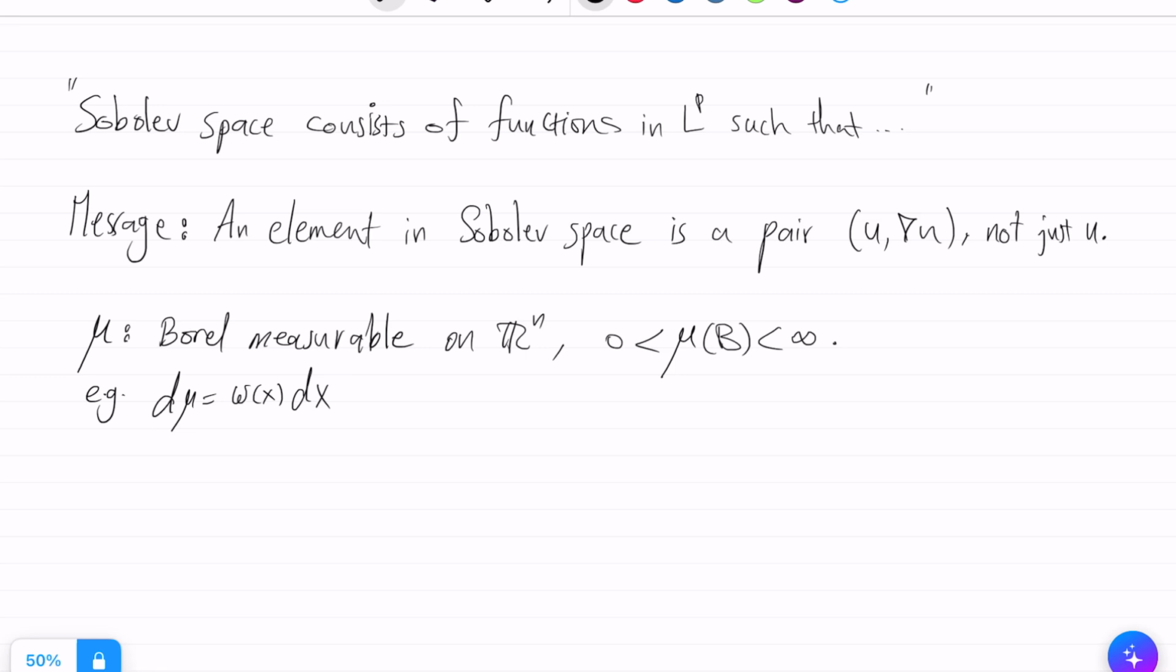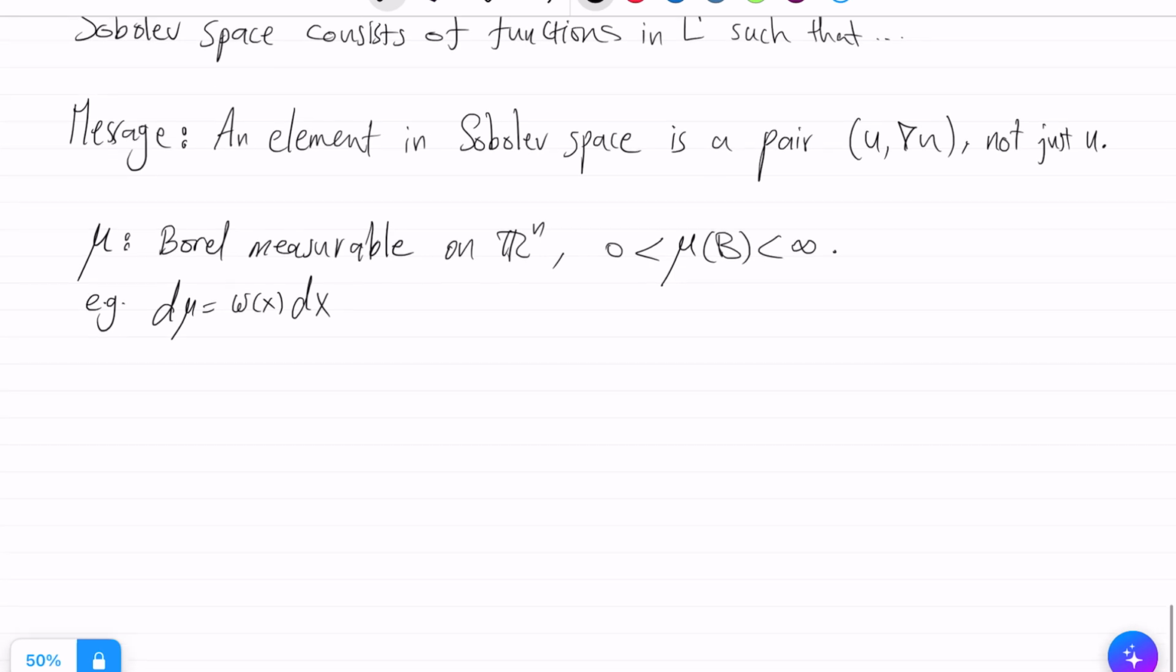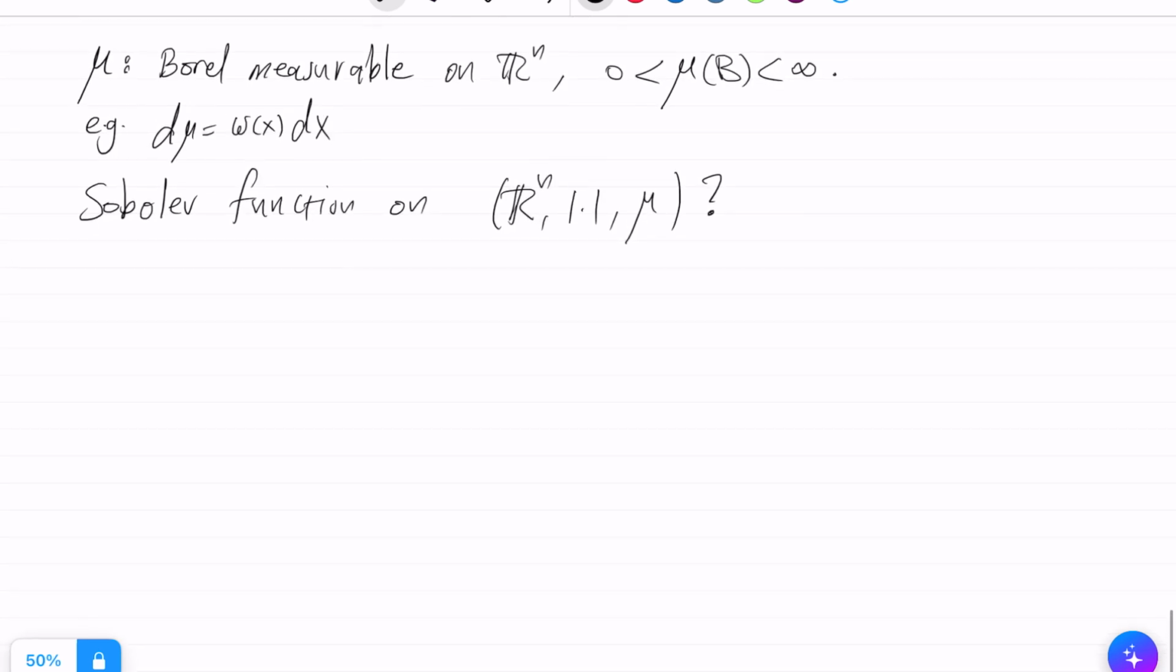Now, how do we construct Sobolev functions on the space Rn with its usual Euclidean distance, but equipped with this measure μ rather than the Lebesgue measure Ln? One of the constructions is very simple because of appeal to some abstract functional analysis stuff.